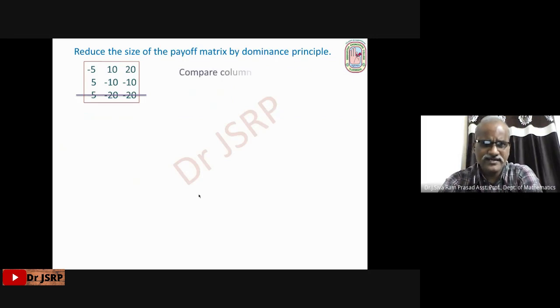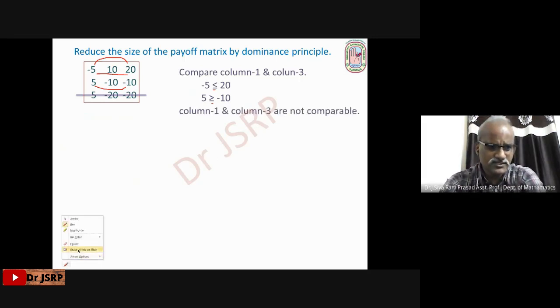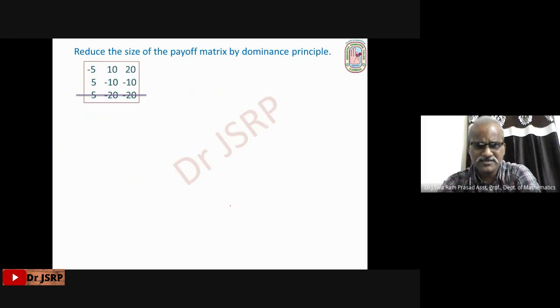Compare column 1 and column 3. So here minus 5, here 20. So what is the relation? Minus 5 less than or equal to 20. Here 5, here minus 10. So 5 greater than or equal to minus 10. We have different inequalities here. So column 1 and column 3 are not comparable. So leave this combination and check another combination.